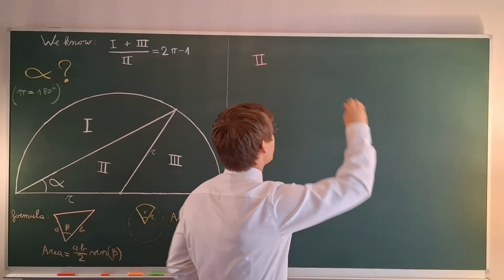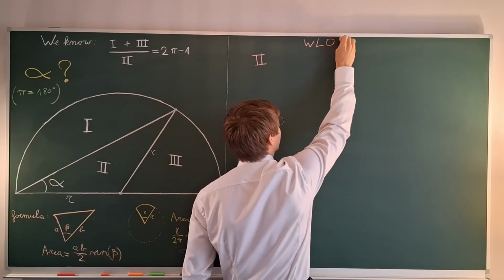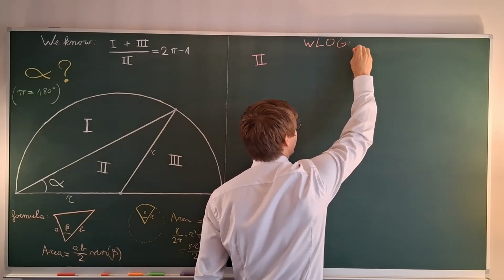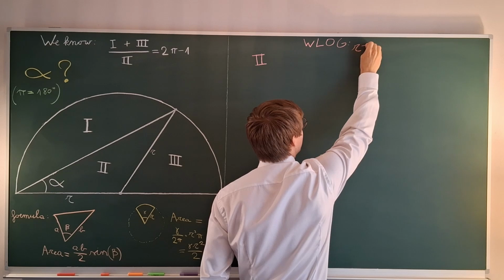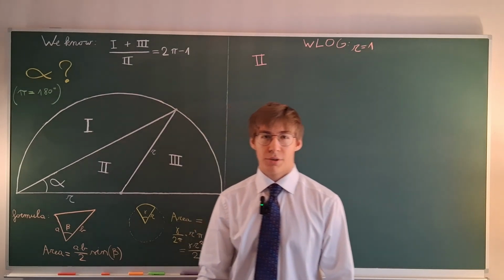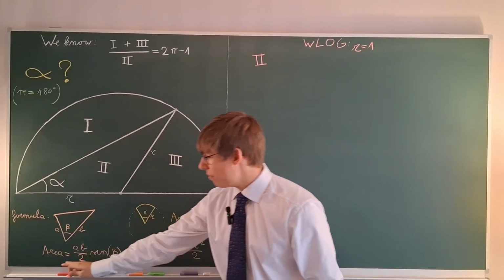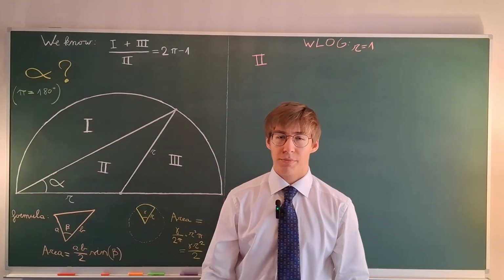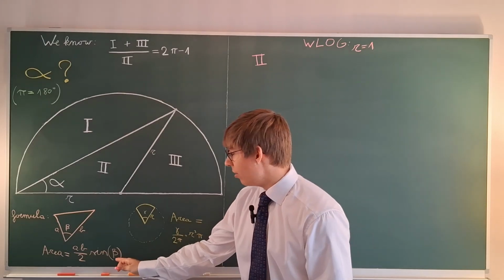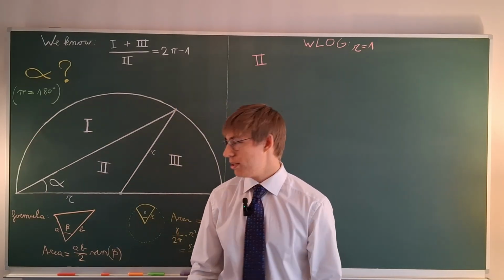Also note that without loss of generality, we can assume that the radius is equal to 1, since this will be the easiest value to work with. So now let's use this formula, which gives the area of a triangle. And by the way, I'm working in radians all the time, so pi is equal to 180 degrees.